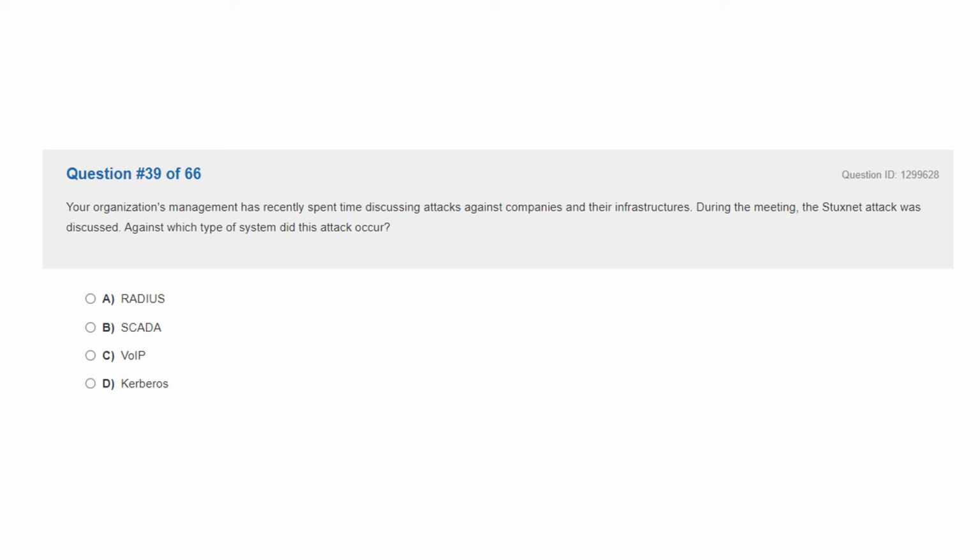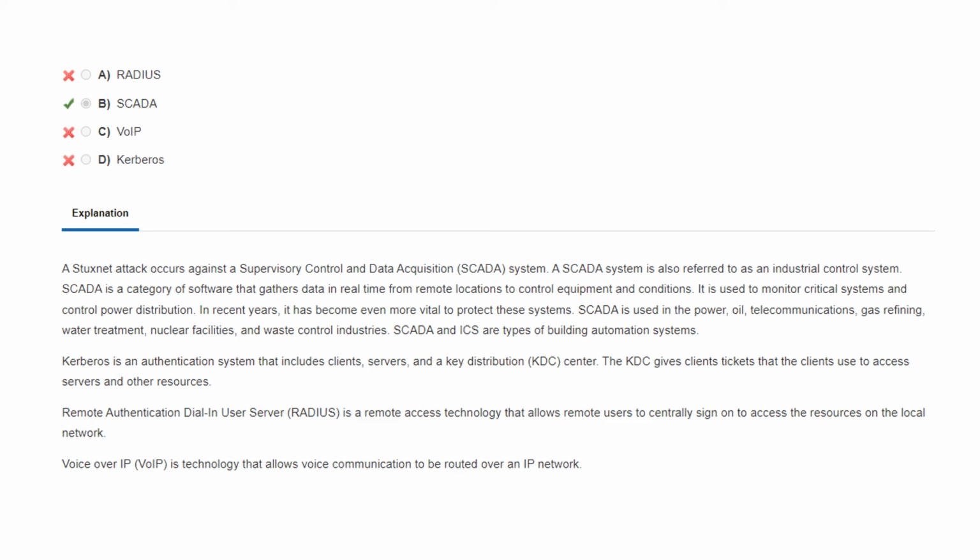Question 39. Your organization's management has recently spent time discussing attacks against companies and their infrastructure. During the meeting, the Stuxnet attack was discussed. Against which type of system did this attack occur? The correct answer is B, SCADA. A Stuxnet attack occurs against a supervisory control and data acquisition, or SCADA, system.